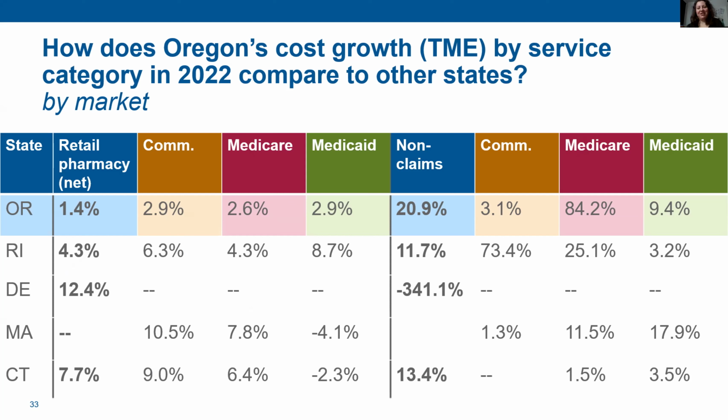Okay, a couple more questions in the chat. Thoughts about breaking out categories of non-claim spending in the future report? They are broken out in the report itself. So I didn't pull it into slides, but in the report, both the PDF report and the data book, you can see all of the detailed categories of the non-claim spending.